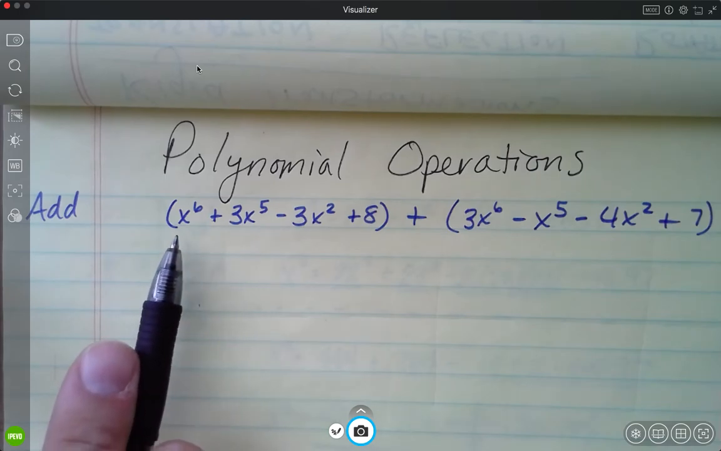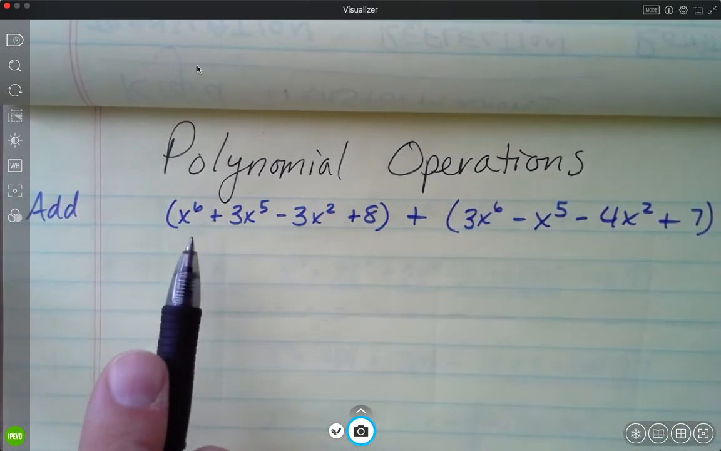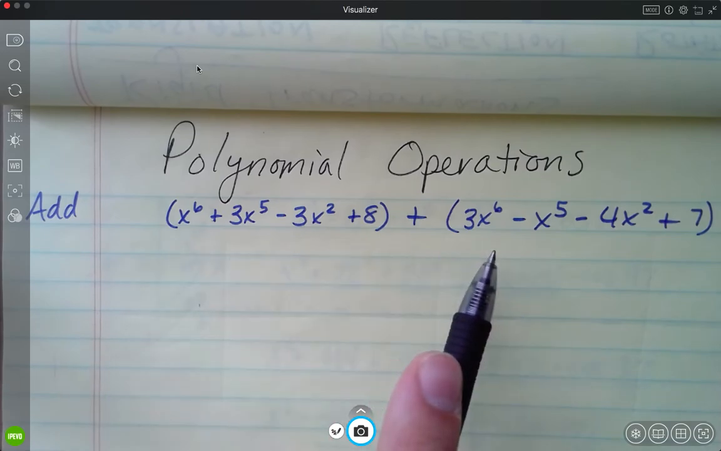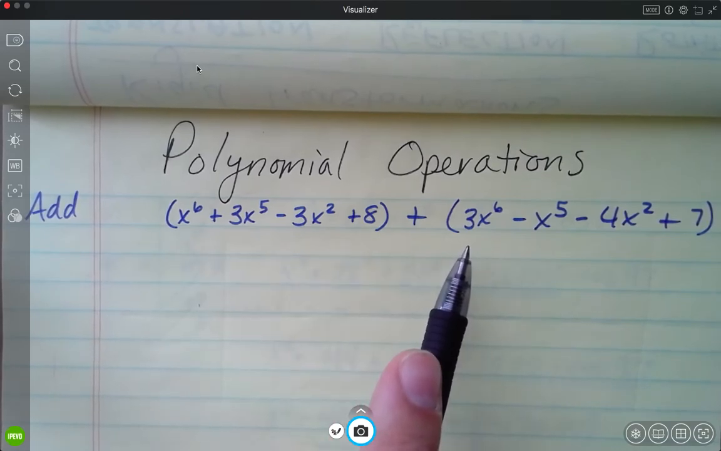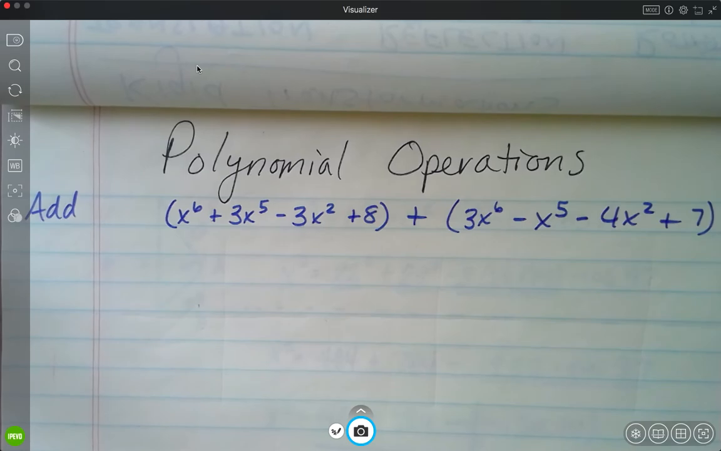Some people are just okay with just going in a line like this and saying, hey, I've got x to the 6 plus 3x to the 6. It's got the same variable, same exponent. I've got like terms. And then they're just able to write down their solution.